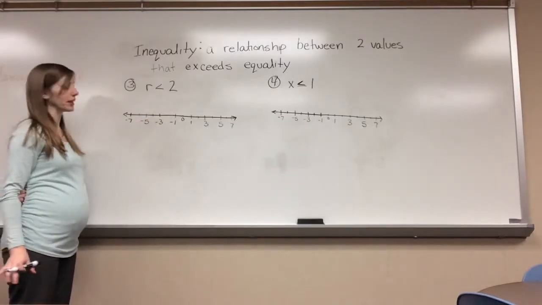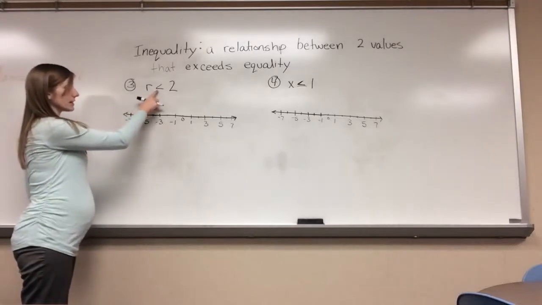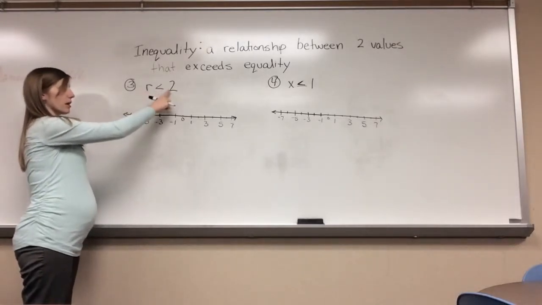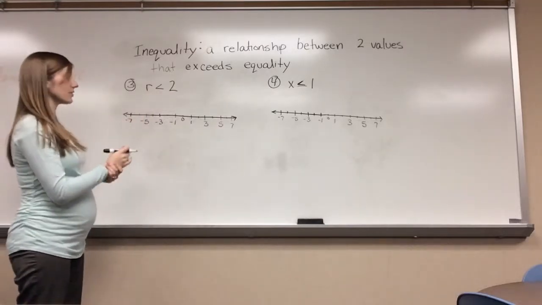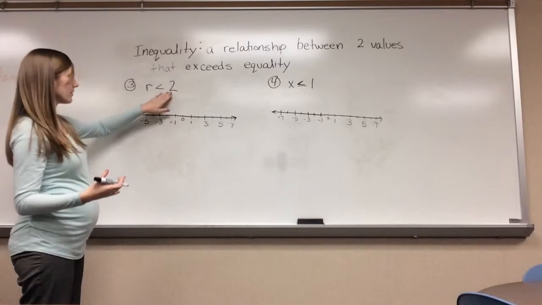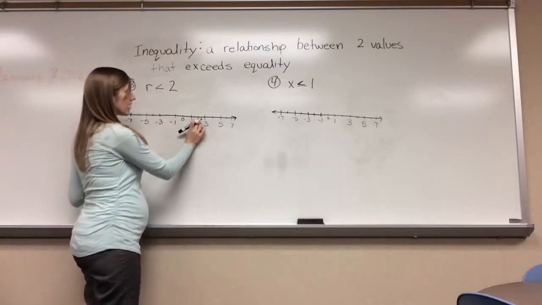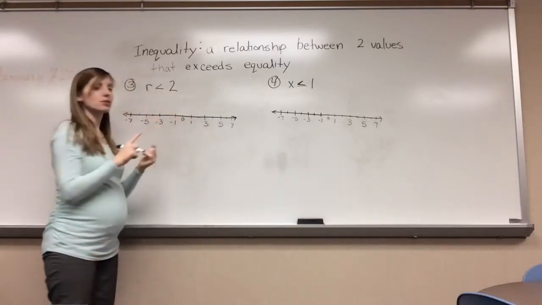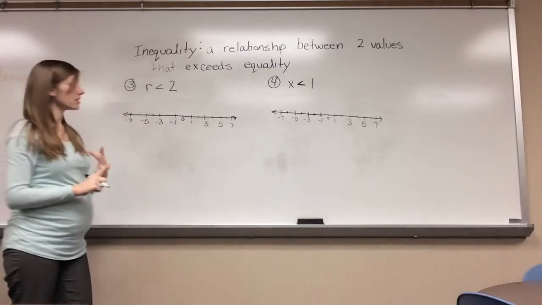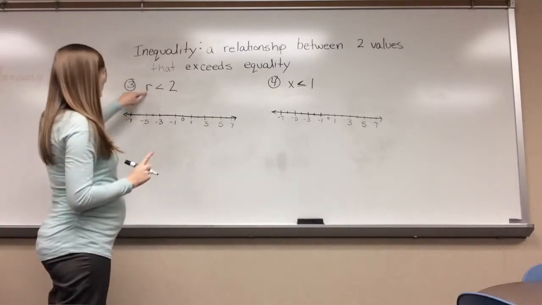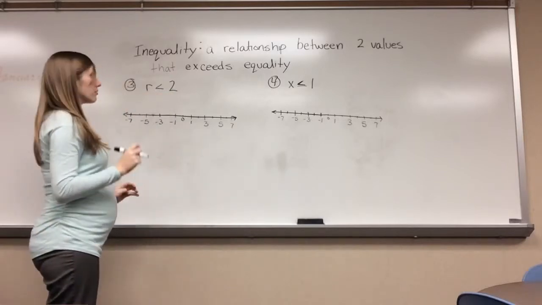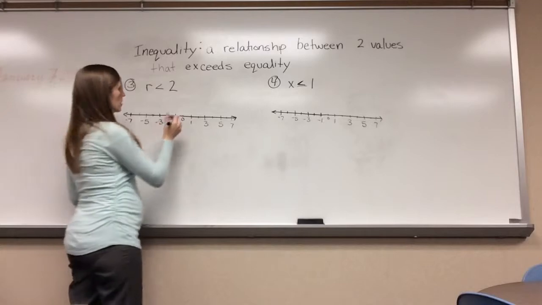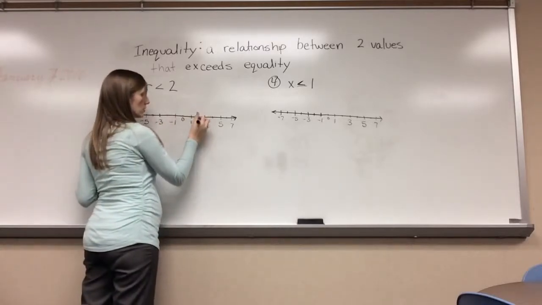For problem number 3, our inequality is r is less than 2, or r is smaller than 2. Okay, so our first step is to figure out where our first point goes. All right, if it's 2, we go to 2 on our graph. Now, we need to know if it's going to be an open dot or a closed dot. This is telling me that r has to be smaller than 2. It cannot be equal to. So if we're missing that equal to bar, it will be an open dot. So we will put an open dot at positive 2.